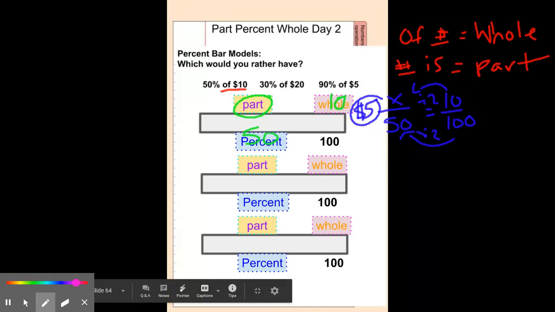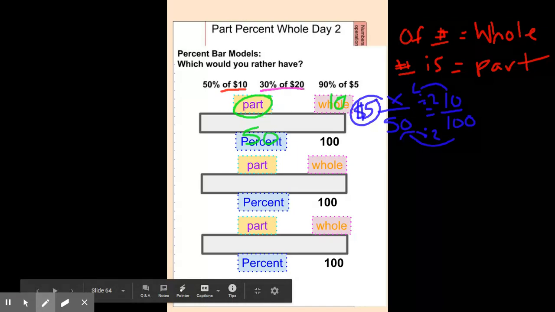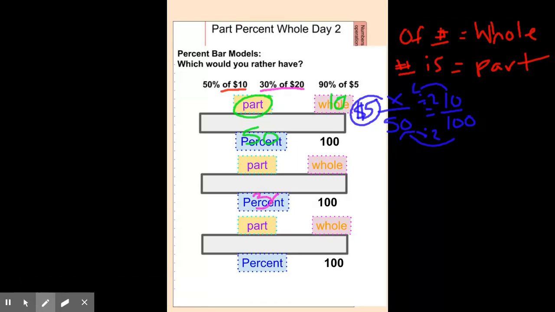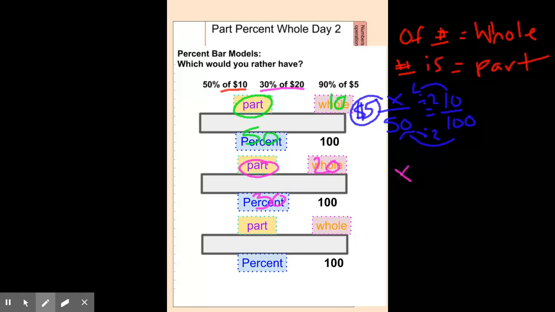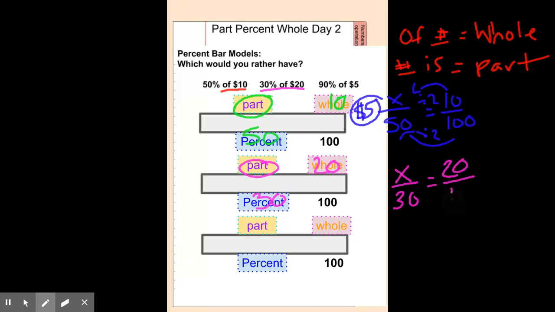For the second one, we're doing 30% of $20. So 30 is our percent. 20 is our whole because it says of 20. And again, we're trying to find this part. So we don't know the part. The percent is 30, and it's equal to 20 over 100. All I did was take it exactly how it's drawn here, put a fraction bar over it, say that it's equal, and bring it over here so we could do it.